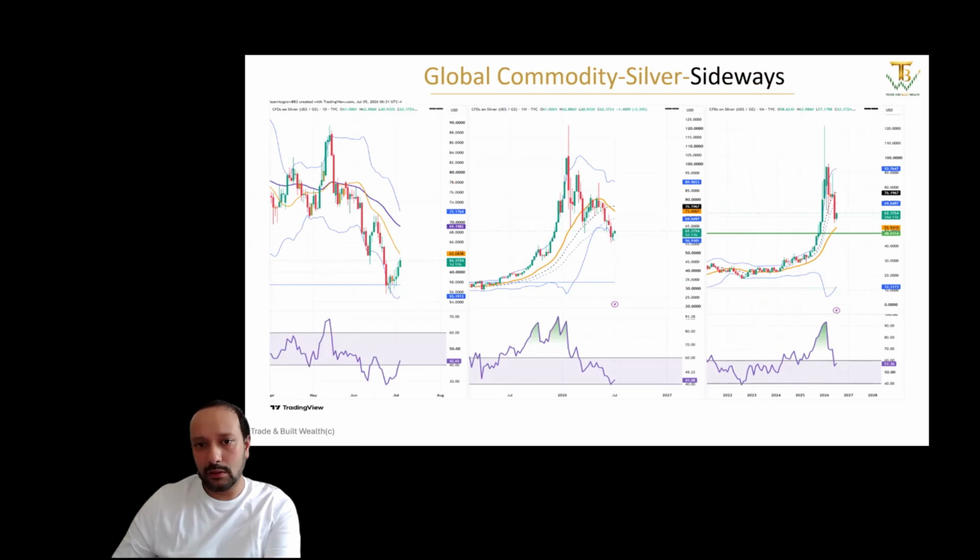Silver is similar to gold. It also went to an all-time high. Now it's dropped more than 50% back, and it is also consolidating now.